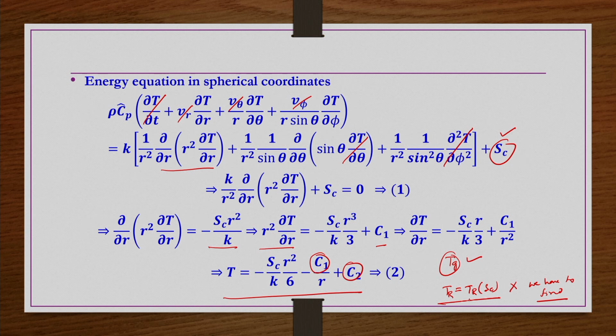Directly we cannot assume Tr is constant. Though Sc is constant, we do not know what that Sc is, but once Sc is known, Tr can be found out. So that first we have to do.